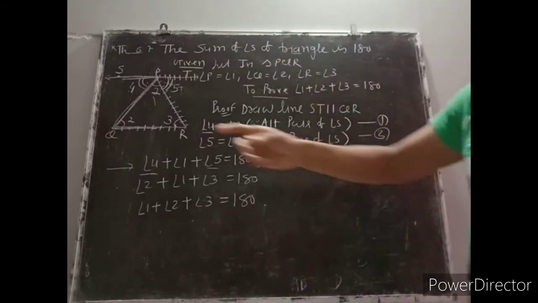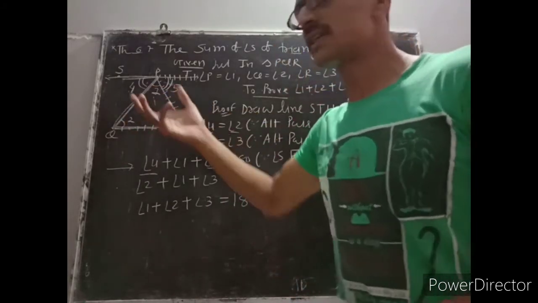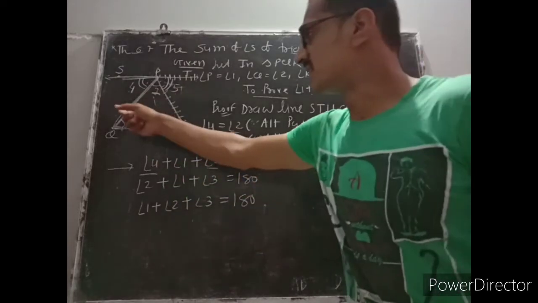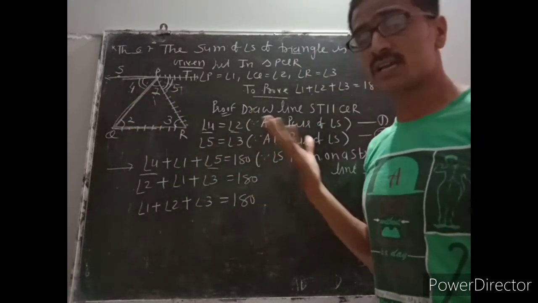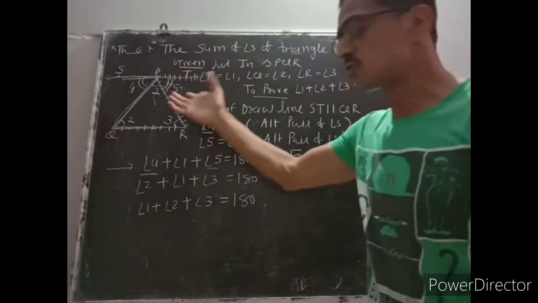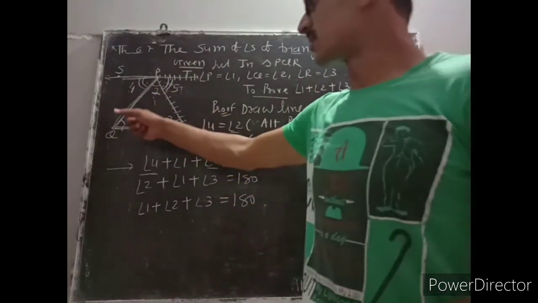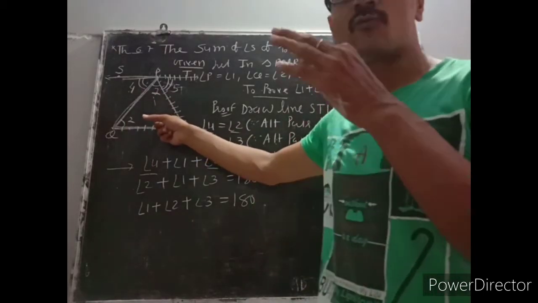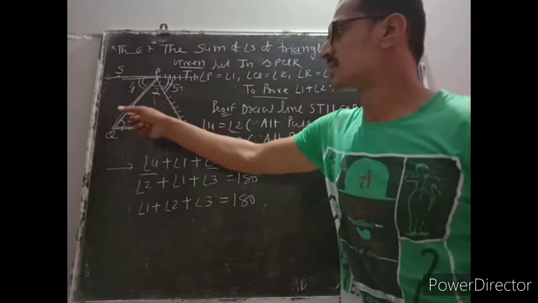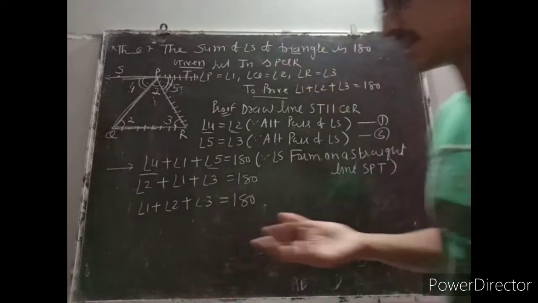What have I proved? Angle 1 plus angle 2 plus angle 3 equals 180 degree. And these three angles are of what? These three angles are of triangle PQR. So what have I proved? I have proved that the sum of three angles of a triangle is 180 degree.